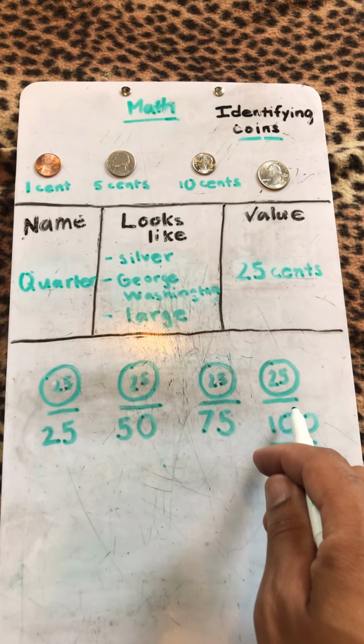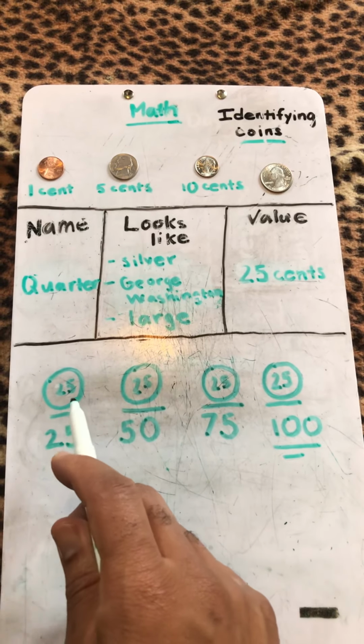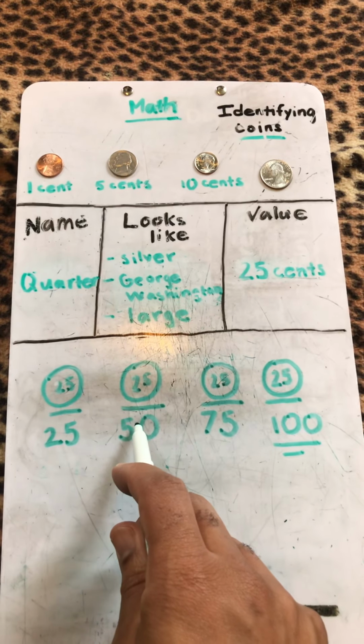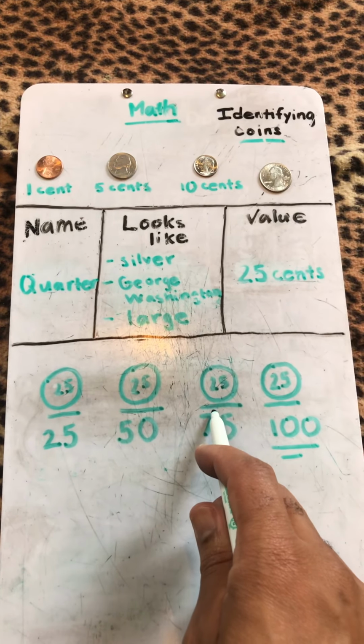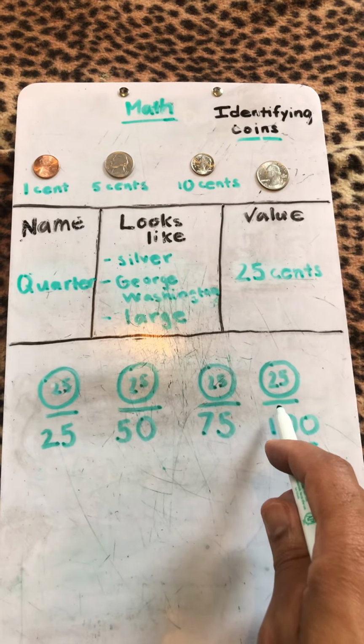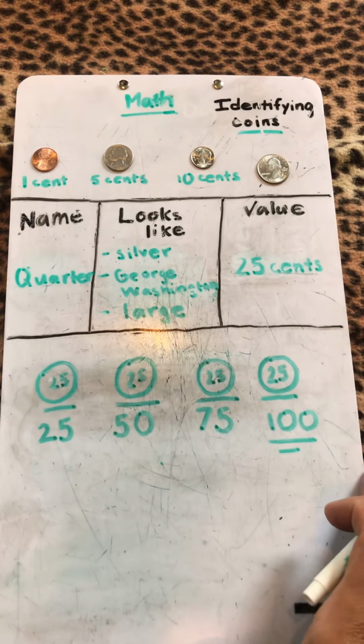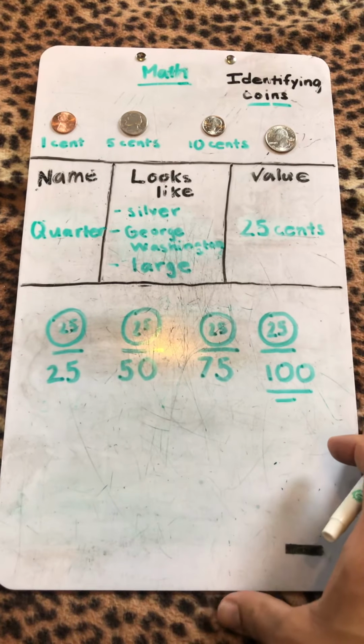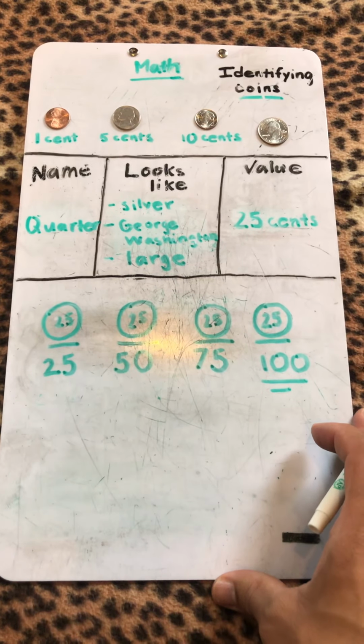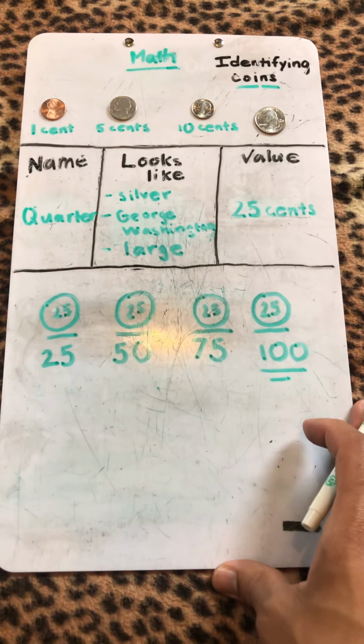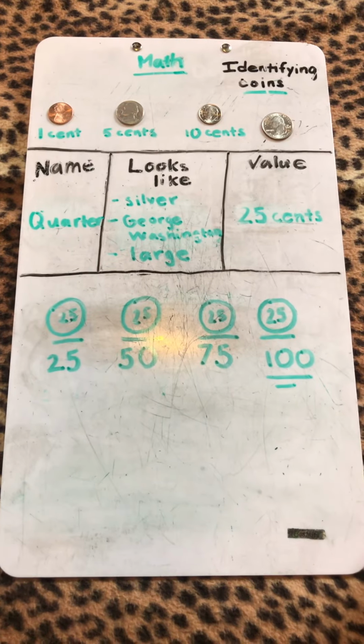Can you guys do that with me? 25, 50, 75, 100. You got it. So today we're going to look at how we can put some of these coins together to find out their values. Okay?